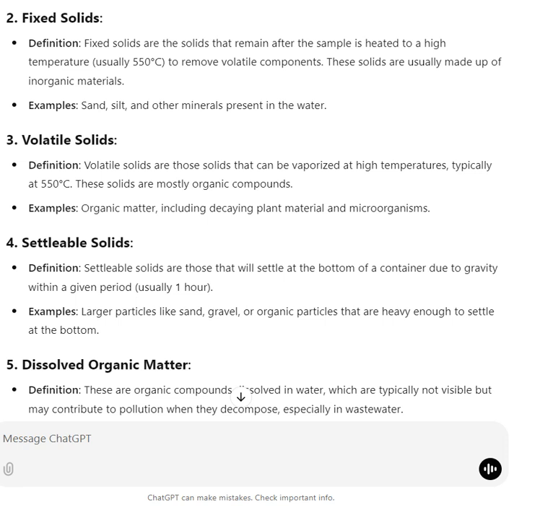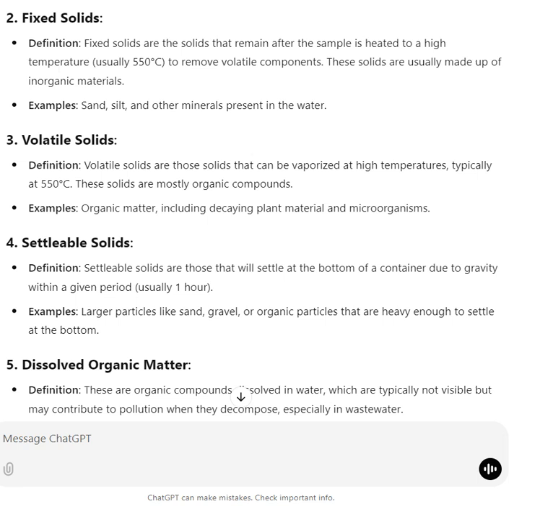These solids are usually made up of inorganic materials. Examples: sand, silt, and other minerals present in the water. 3. Volatile solids. Definition. Volatile solids are those solids that can be vaporized at high temperatures, typically at 550 degrees Celsius. These solids are mostly organic compounds. Examples: organic matter, including decaying plant material and microorganisms.